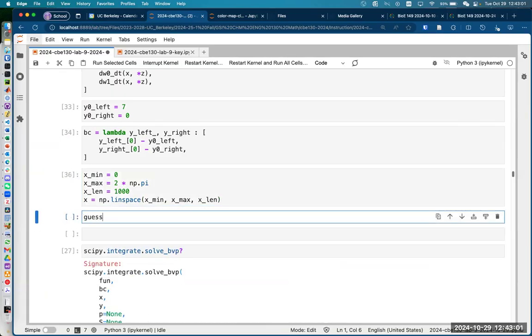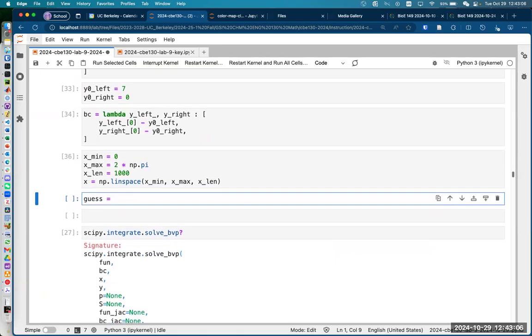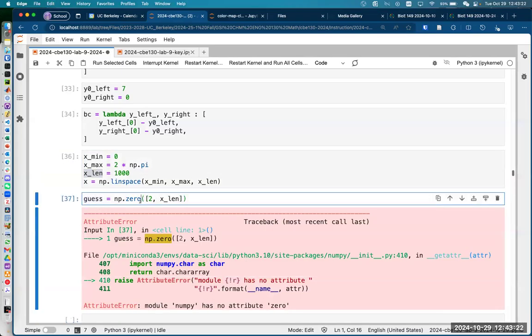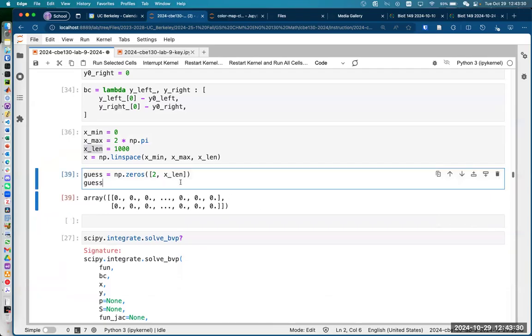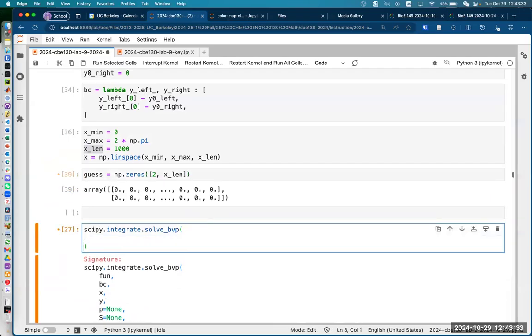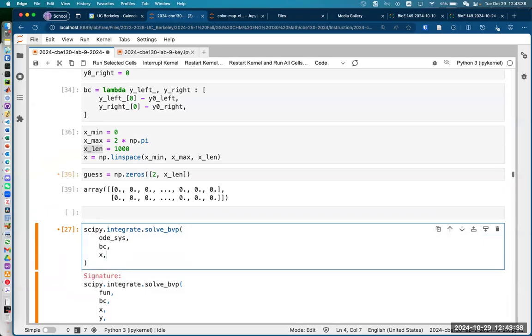Finally, we need to initialize some initial guess. And the initial guess should have two rows. The first row is the original function and the second row is the first derivative. So you should have a dimension of 2 times the number of points we have, so x length. So np.zeros should give me 2 rows and 1,000 points. And we input everything into the function. We have the ODE system, boundary conditions, the x, and the guess.